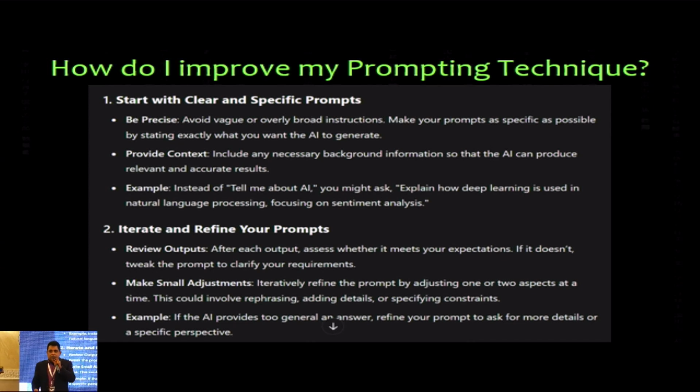Iterate and refine your prompts. This is the same thing. Even with Google search, you search for something and you don't get it, so you add more words, remove words, and so on, right? Put quotes, remove quotes. It's a similar way. You use Gen AI, you try something, it doesn't give you what you want, you try again, and you add more things, remove things, and see what works, right?